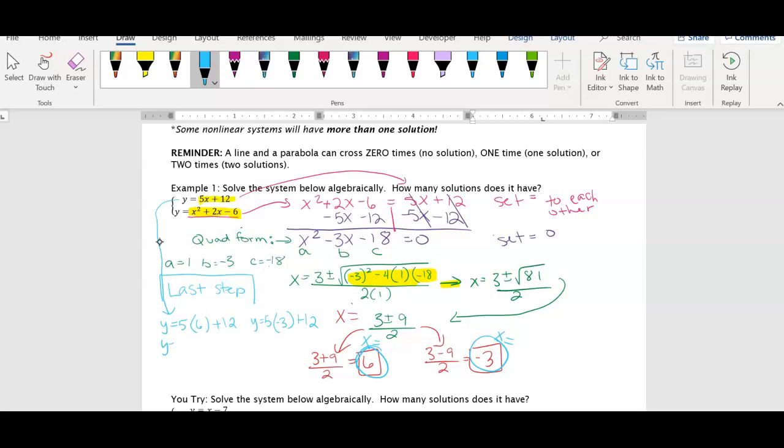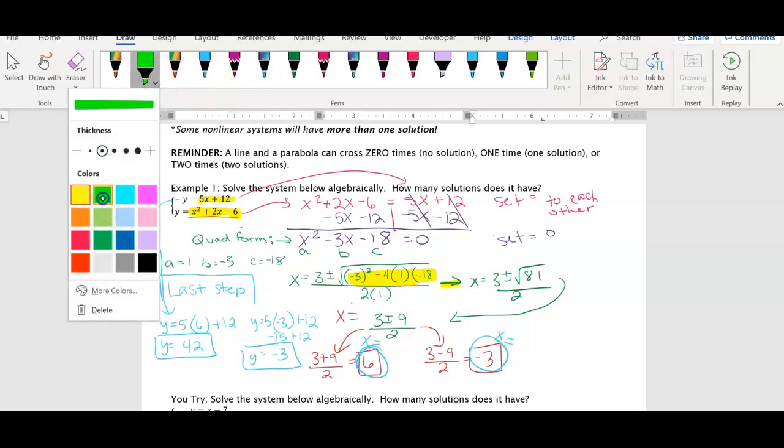So y equals, and I could put this all in my calculator or solve it in my head, however it works for you. 5 times 6 is 30. 30 plus 12 is 42. So that's my y value that goes with 6. And then 5 times negative 3 is negative 15, plus 12. Y equals negative 3. So that's the pair that matches with this.